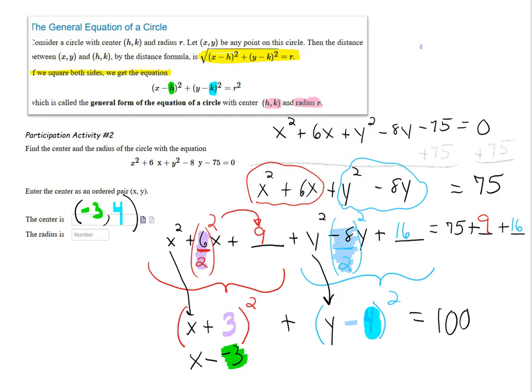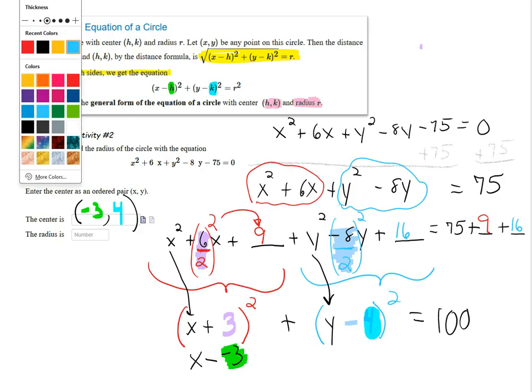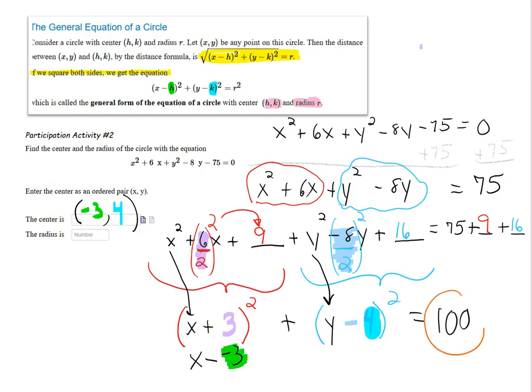And then the 100, this right here is your r squared. So if r squared equals 100 and you square root it, then r would be 10. And you don't worry about the negative 10. Technically, there's two answers, positive and negative 10, but we're talking about a distance here, so the radius can't be negative.